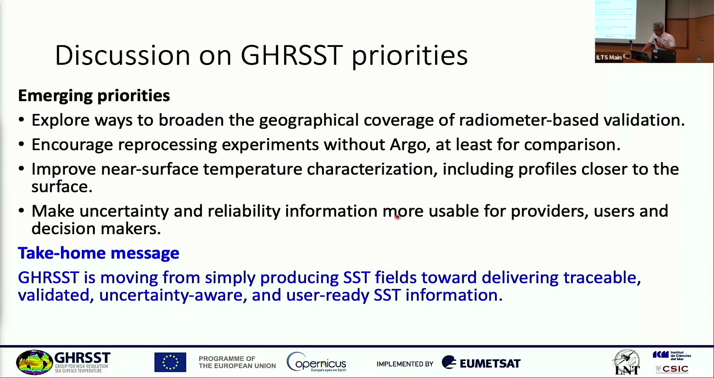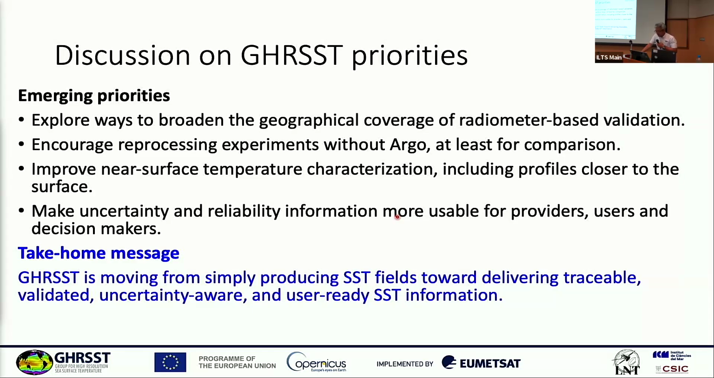So finally, from the GHRSST discussion, several priorities emerged. One is to explore a way to broaden the geographical coverage of radiometer-based validation. And another is to consider reprocessing the experiment with Argo, at least as a comparison, because Argo is valuable but not always fully independent for some L4 products. And we also need better characterization of the near-surface temperature structure, including measurements closer to the surface.